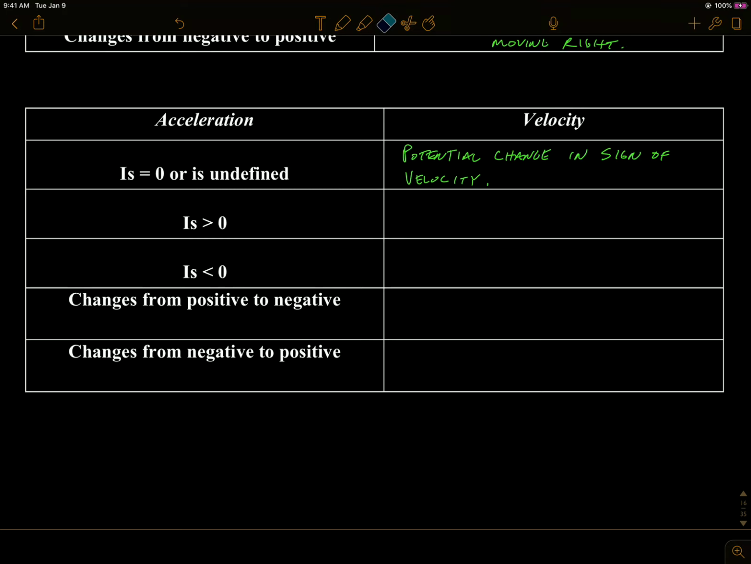When acceleration is 0 or undefined, there's a potential extrema of the velocity. So say a potential max or min velocity. When the acceleration is positive, then we know the velocity is increasing. We know when acceleration is negative, then the velocity is decreasing.